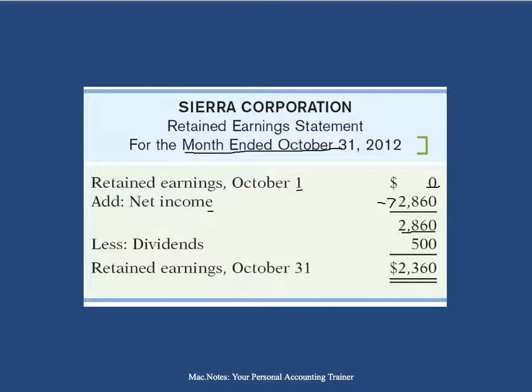Now, they decided not to retain it all. Instead, they're going to give money back to the shareholders. And they do that in the form of dividends. And they paid $500 to the shareholders. So therefore, what remains in retained earnings at the end of the month is $2,360, and that will be the beginning retained earnings for November.